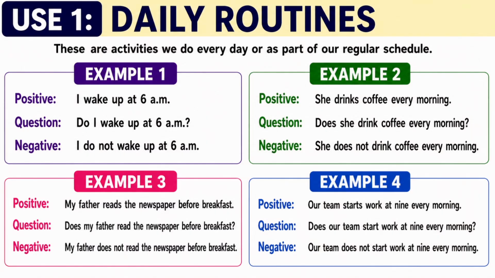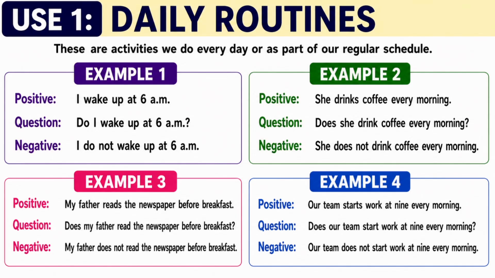The first use is daily routines. These are activities that we do every day or as part of our regular schedule. Example 1. Positive. I wake up at 6 a.m. Question. Do I wake up at 6 a.m.? Negative. I do not wake up at 6 a.m.